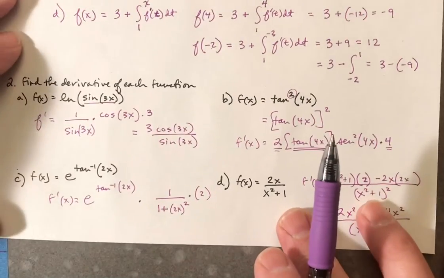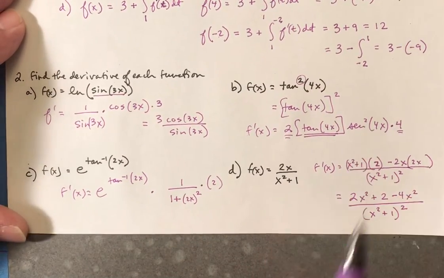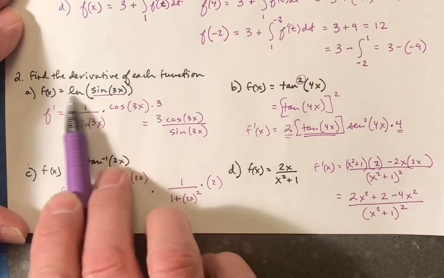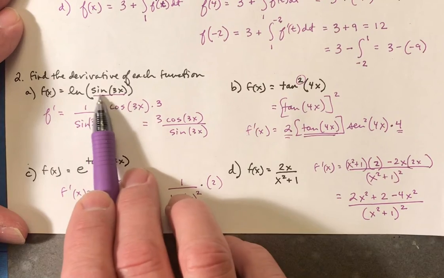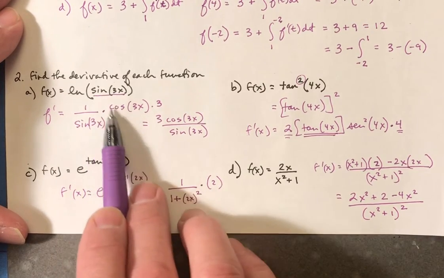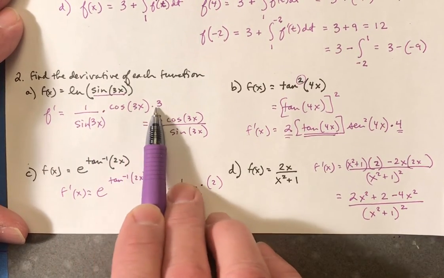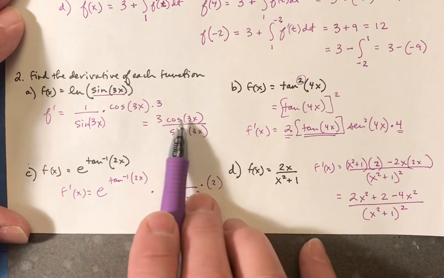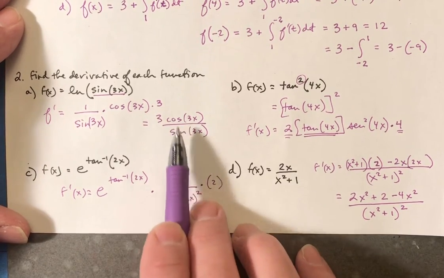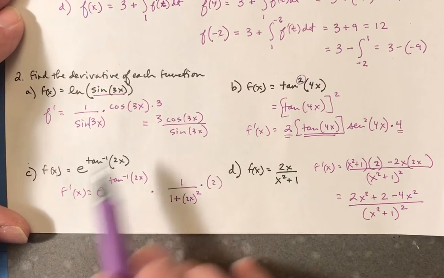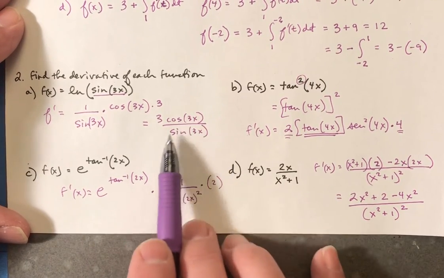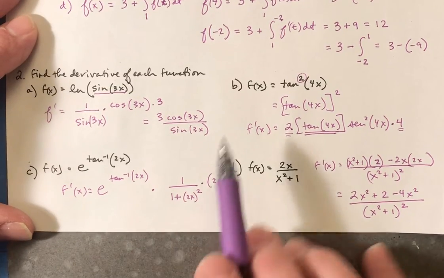Now for part 2 here, for natural log, it's 1 over sine. And then we have to use the chain rule. The derivative of sine is cosine of 3x times 3. Now you end up with cosine over sine. You could rewrite that as cotangent, but I'm just going to leave it like this. If it was a multiple choice question, this would probably show up as cotangent.